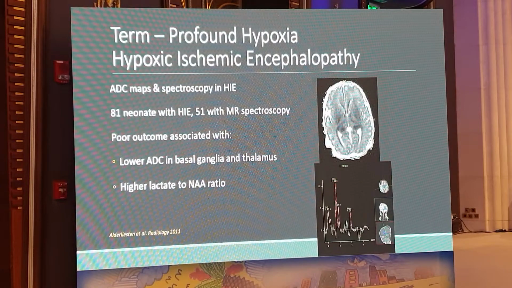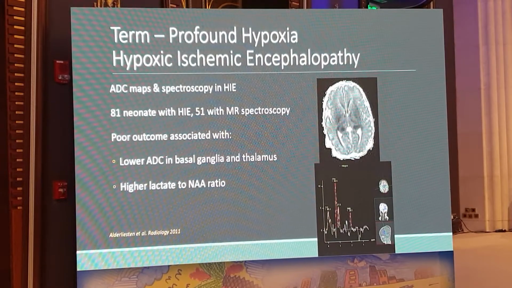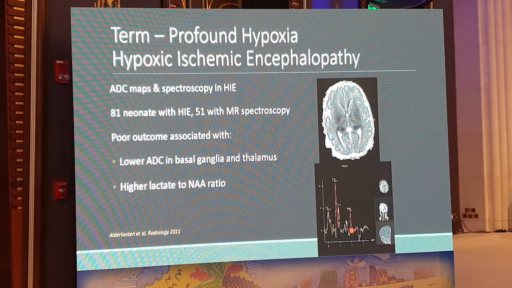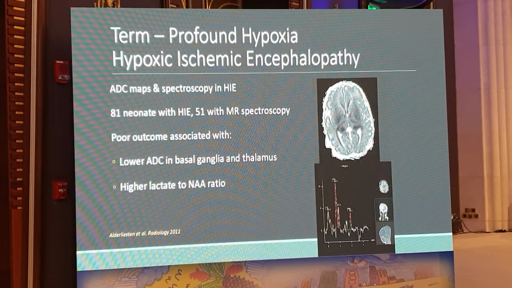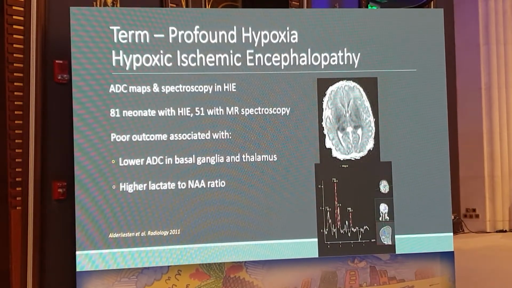So we know the ADC map, the diffusion, and the spectroscopy are very sensitive. The lower the ADC signal intensity, the worse the prognosis. That means the brain is more affected. As for MR spectroscopy, the higher the lactate to NAA ratio, the higher the lactate in the parenchyma, which indicates necrosis and will also predict a worse prognosis.